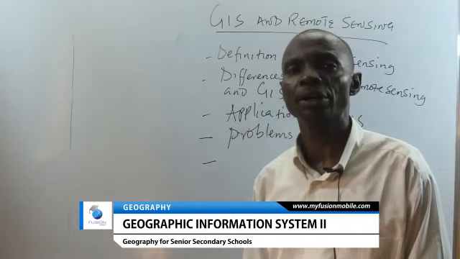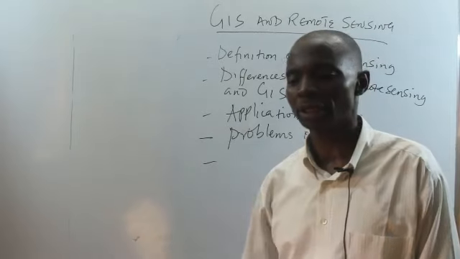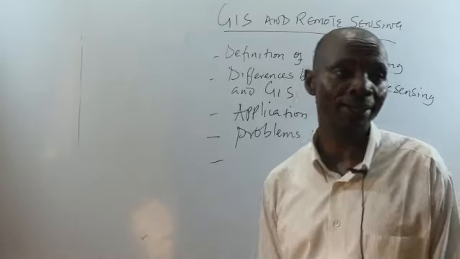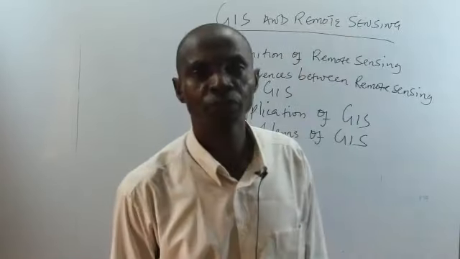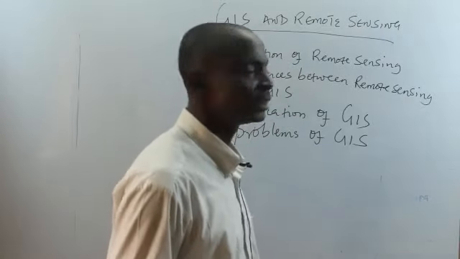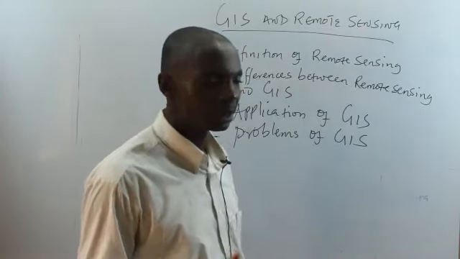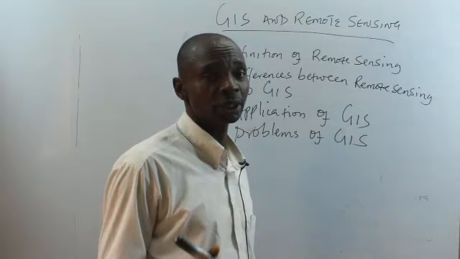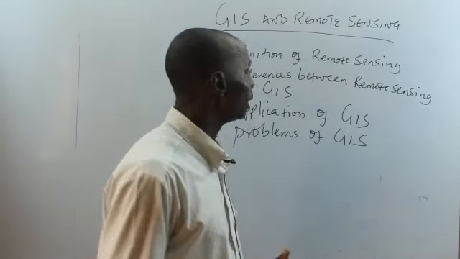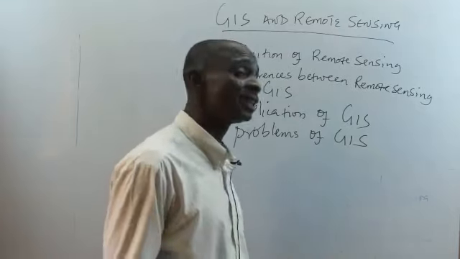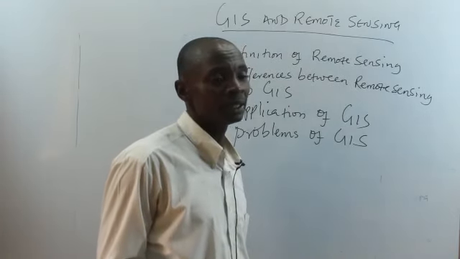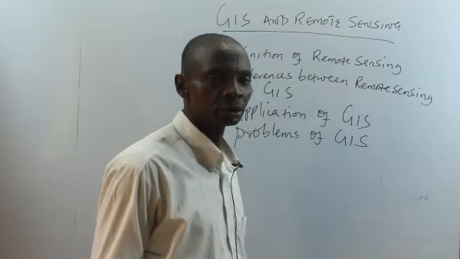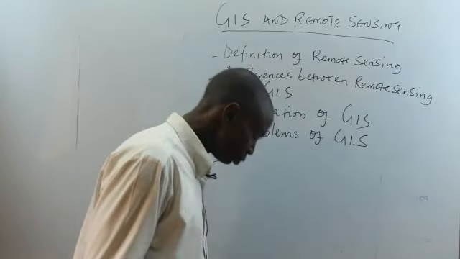GIS and remote sensing. In our previous classes, both when we were taking SS1 and SS2, I told us that GIS is a new trend, a new topic, a new discipline, so to say, in geography. And the introduction of GIS and remote sensing in the teaching of geography in secondary schools has given a boost to this subject we call geography.